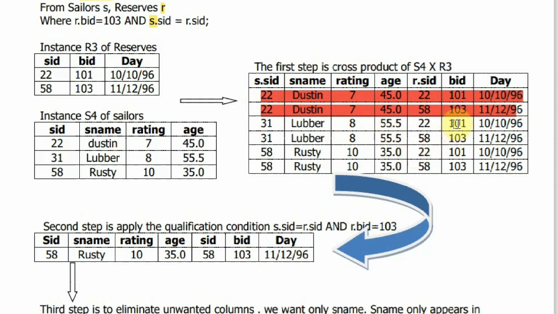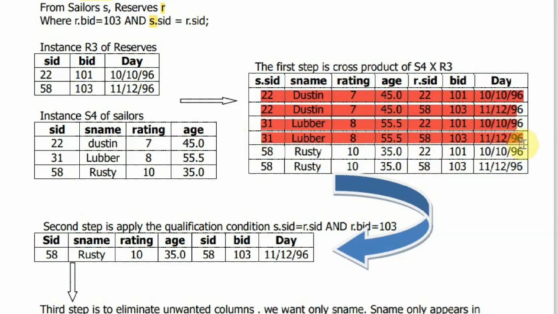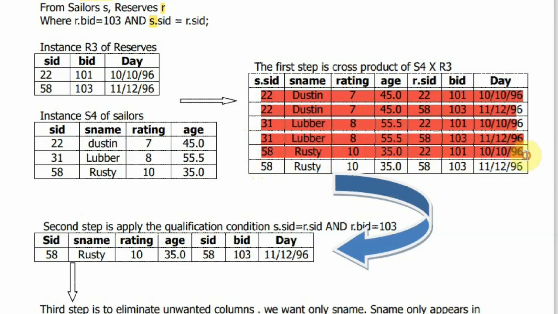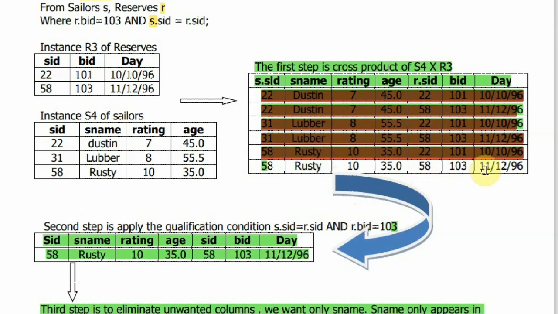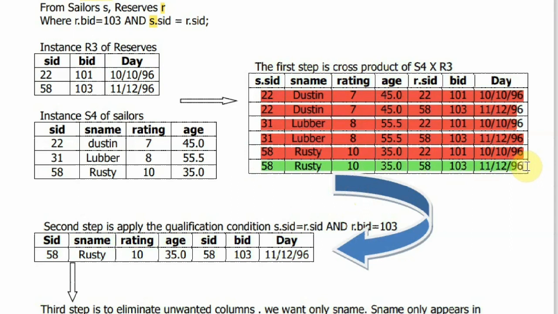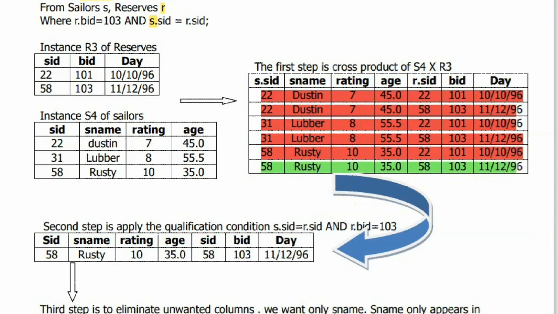Now see the next case, it is 101, so this tuple will not be there in the result. And next is 103, but S dot SID and R dot SID are not matching, so this tuple also will not be there. And next it is 101, so this tuple will not be there. Now coming to the last tuple, 103 matched, and S dot SID and R dot SID also matched. So this tuple will be kept in the result. All the tuples that match the qualifying condition will be there in the result.